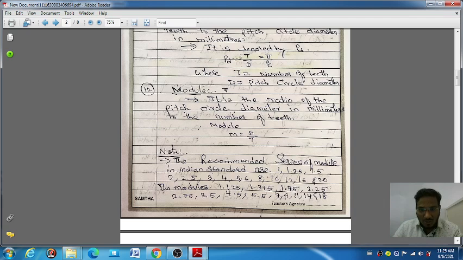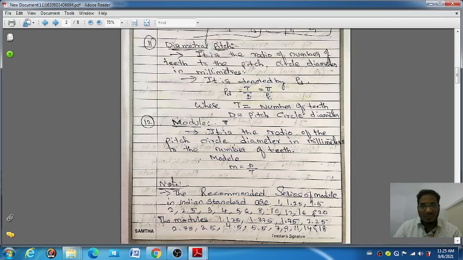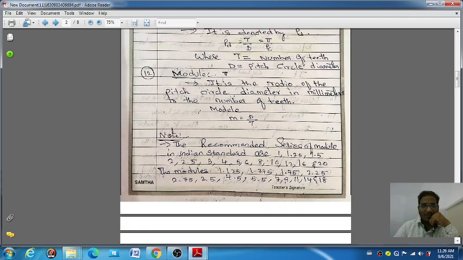I just now told you it is the reverse. You can see PD is equal to T by D, and here m is equal to D by T. If it is in reverse order, that is called module. If it is in forward order, that is called diametral pitch.